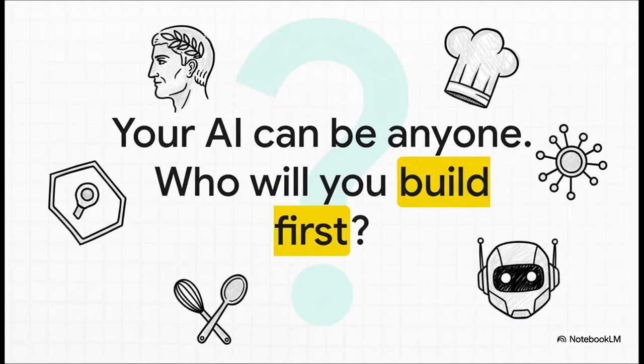And that really brings us to the end. You can instruct your AI to take on any persona, a historical figure, a sci-fi character, a famous chef, whatever. The possibilities are truly limitless. So the only question left is, who or what will you build first?